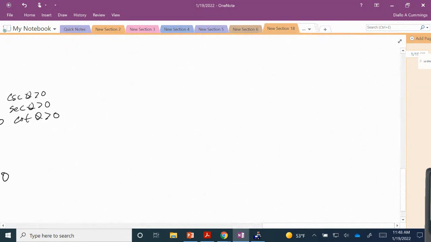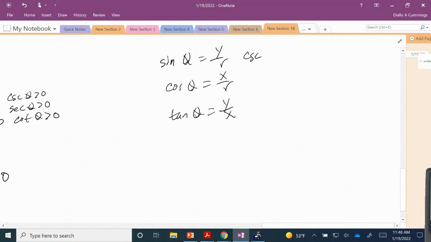All right, so I'm going to add to the six trig functions. The sine of some angle is y over r. The cosine of some angle is x over r. The tangent is y over x. And then we have our reciprocals. The reciprocal of sine is cosecant. The reciprocal of cosine is secant. The reciprocal of tangent is cotangent.